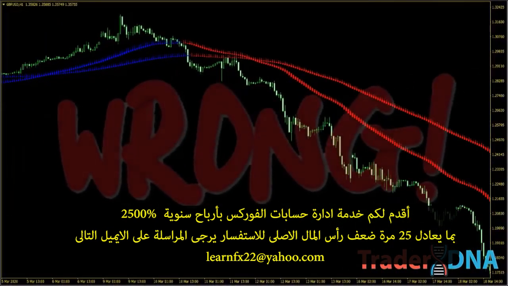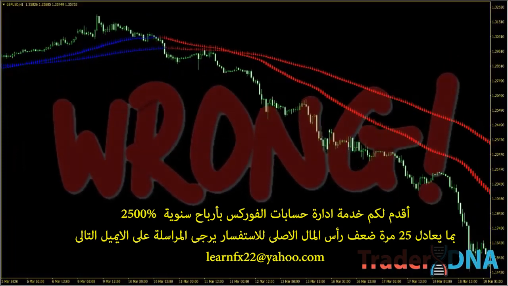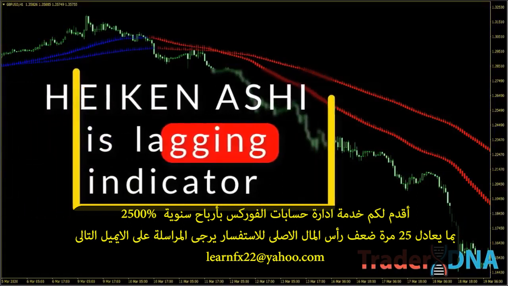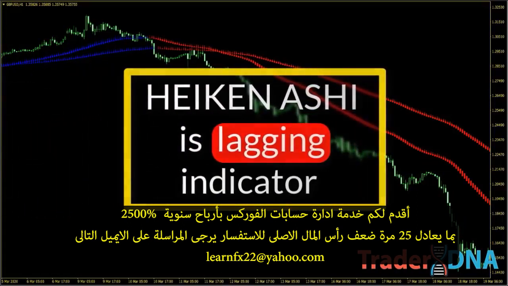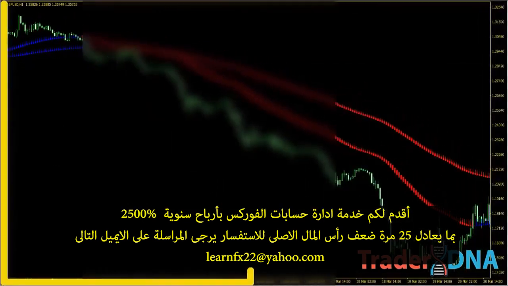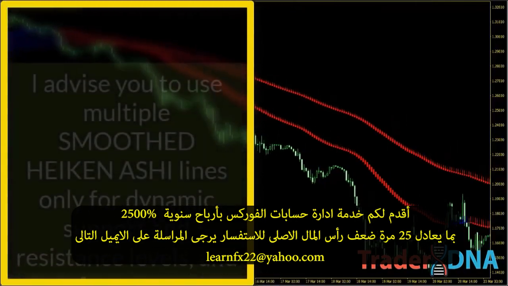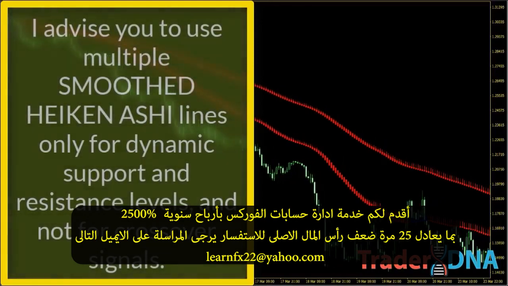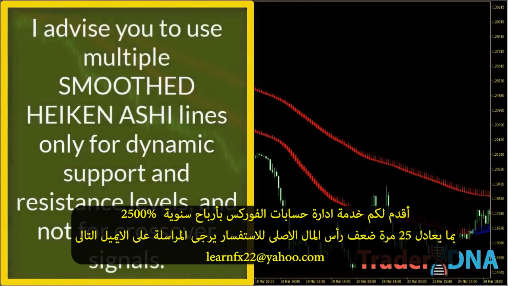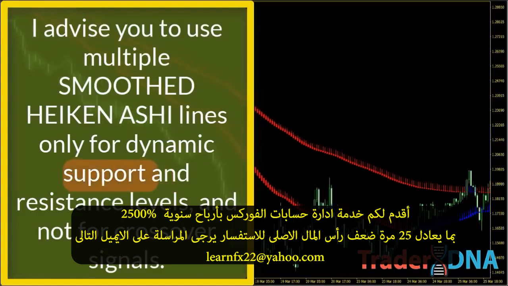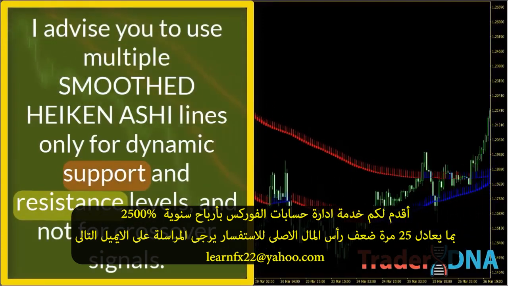It's very dangerous to use smooth Heikin Ashi crossover as the main signal of your trading strategy. Heikin Ashi is considered a lagging indicator that not only gives useless signals to open the trade, but also provides you with a late signal for closing the trade. Attempting to build a crossover strategy with two smooth Heikin Ashi lines is a very bad idea. If you don't want to see the market slowly destroying your profit as the trend you are trying to trade has already changed, I advise you to use multiple smooth Heikin Ashi lines only for dynamic support and resistance levels and not for crossover signals.